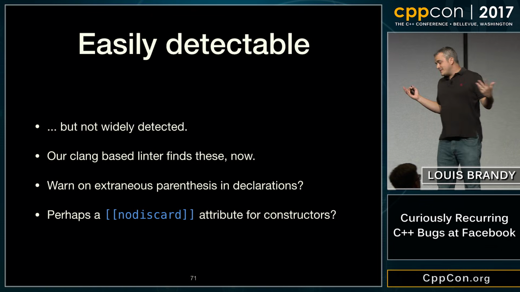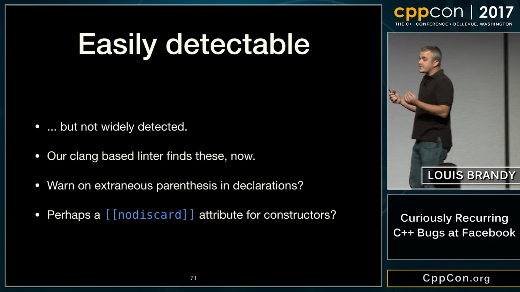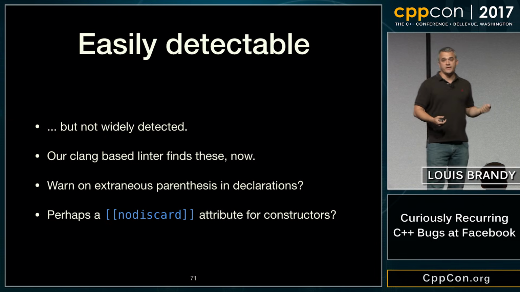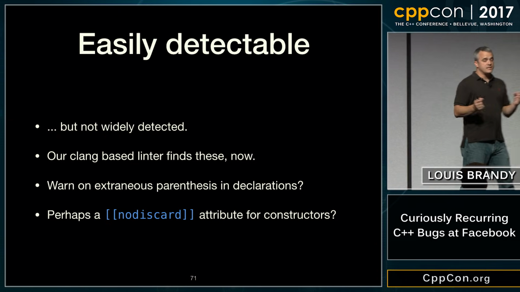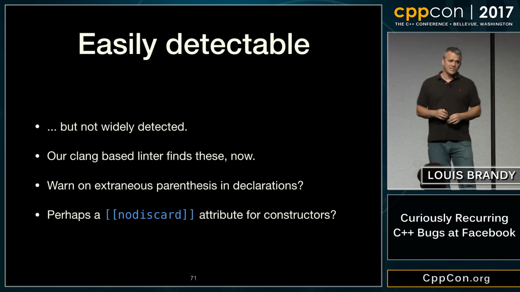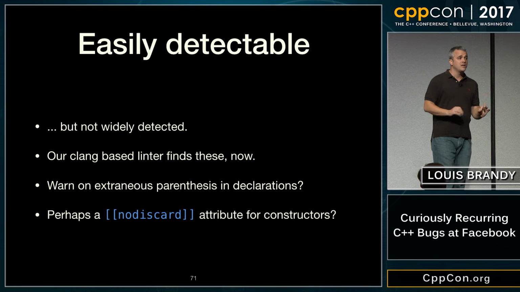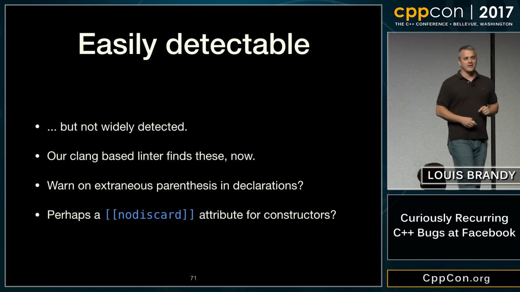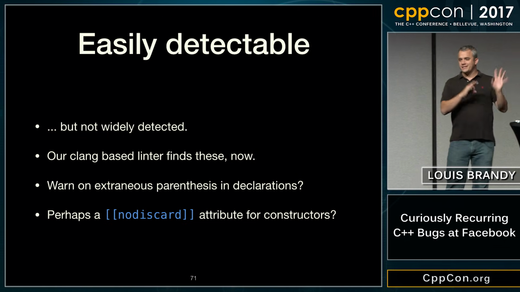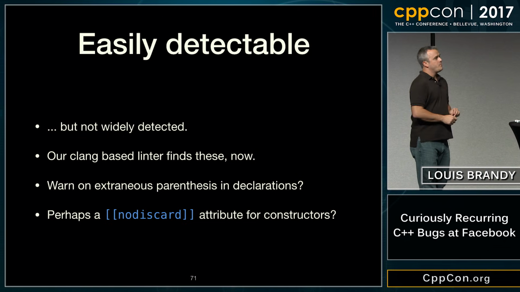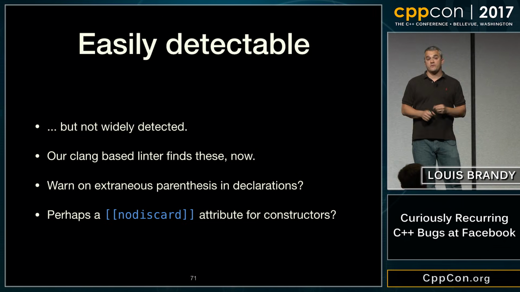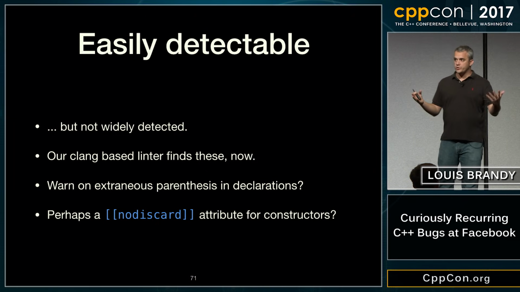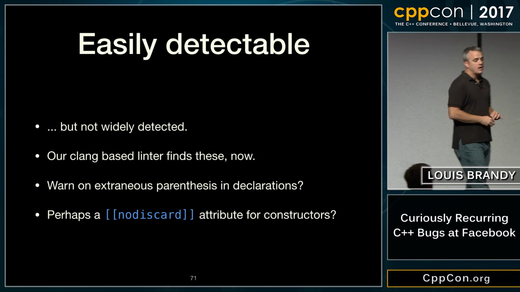But that means this is easily detectable, right? Our extendable Clang-based linter has a check for this. It's actually fairly easy to detect, but it's actually not widely detected. If you don't have a tool that finds this pattern, which is to say unnamed lock guards, right? That sort of immediately wink out of existence, I suspect you have a lot of these, especially if you have default constructors on your lock guards or you use unique lock in your code.